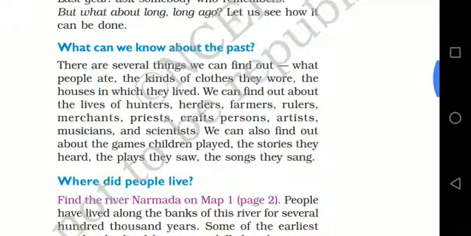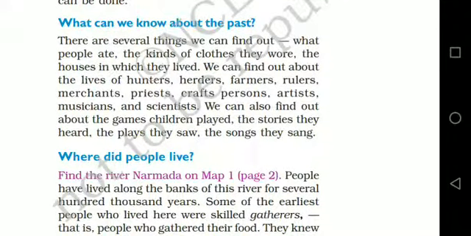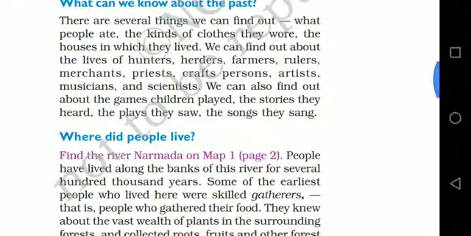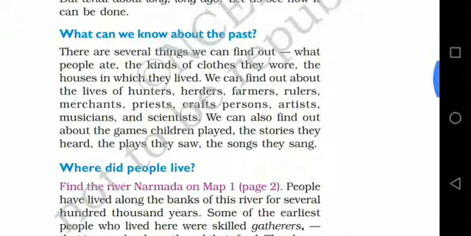So let's start. What can we know about the past? There are several things we can find out: what people ate, the kind of clothes they wore, the houses in which they lived. We can find out about the lives of hunters, herders, farmers, rulers, merchants, priests, craftspersons, artists, musicians, scientists. We can also find out about the games children played, the stories they heard, the plays they saw, the songs they sang. So in this we can understand what we can know about the past.